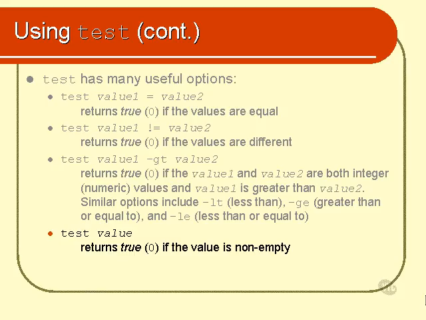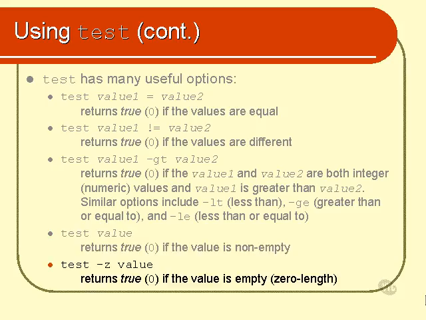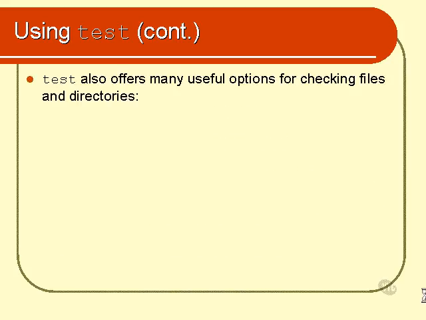Now, there is an opposite test for that as well, test minus Z. Z stands for 0, and this will actually return true if the value is empty. It is of 0 length. So those are a bunch of options for testing the values of variables and comparing one variable to another. We also have some other options that can be used with test, and they actually really have nothing to do with variables per se. They have to do with files and directories. So let's have a look at those.